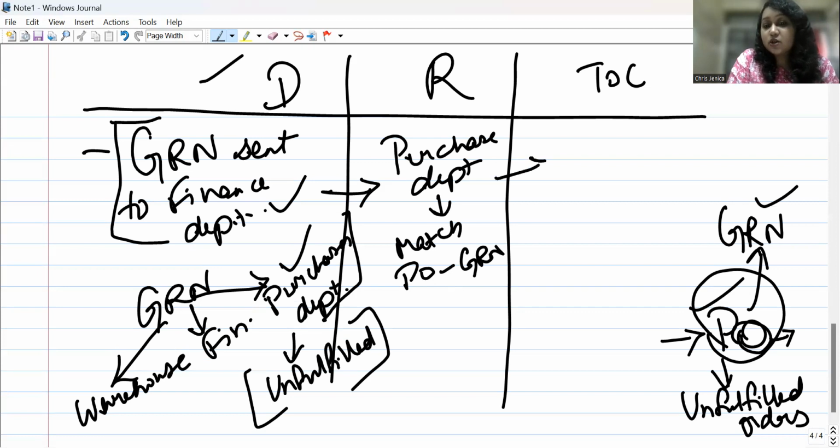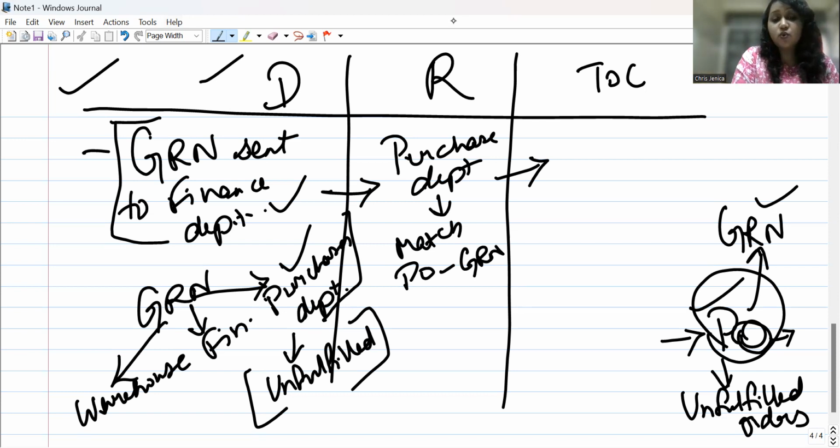Then test of controls will be reviewing whether the purchase department has actually matched the PO and the GRN and flagged that all the orders are complete. And if there are some unfulfilled orders, whether the request regarding it has been raised or not. So we will be inquiring and reviewing regarding that. So this will be the answer for purchases, right?